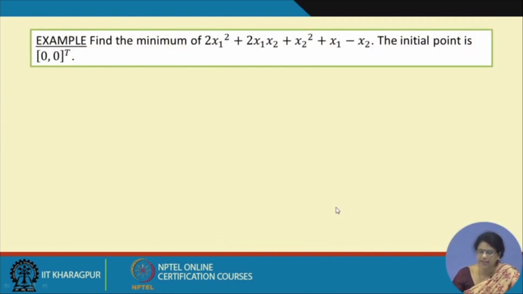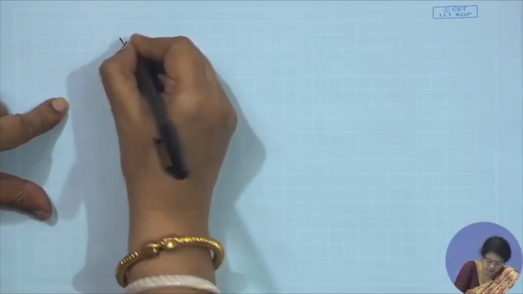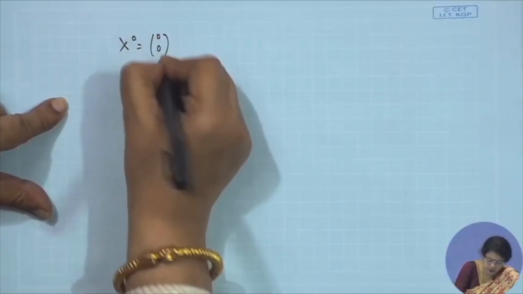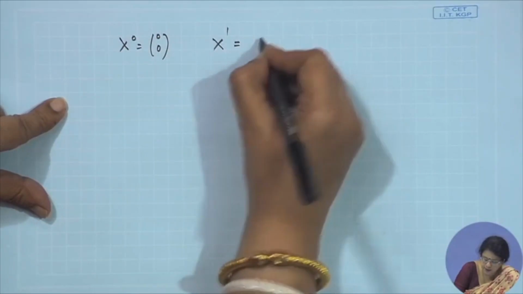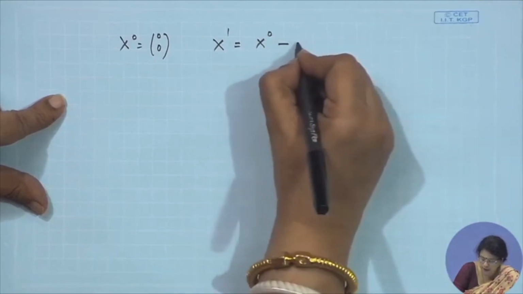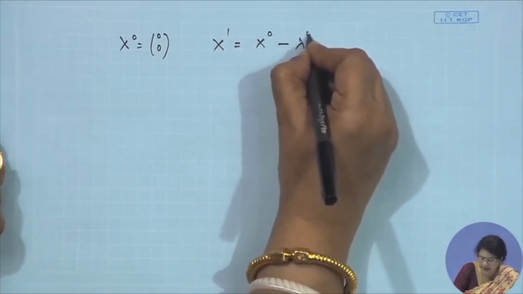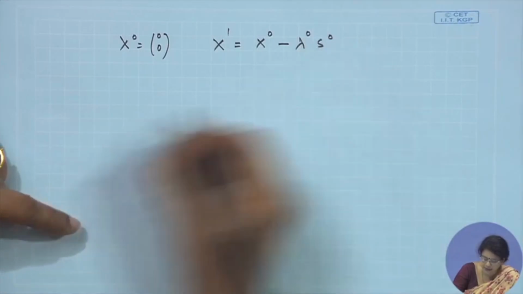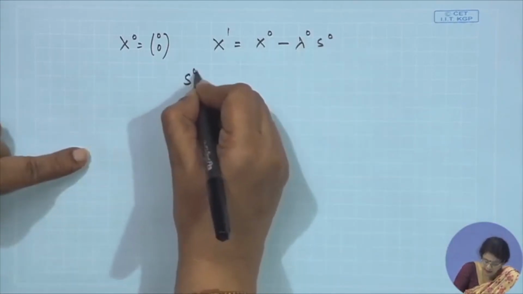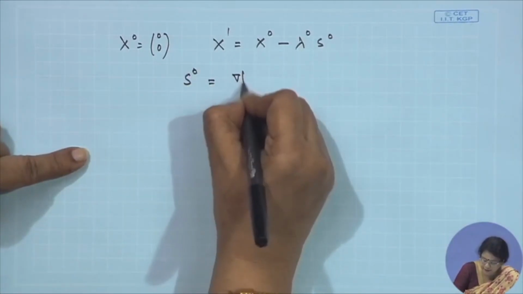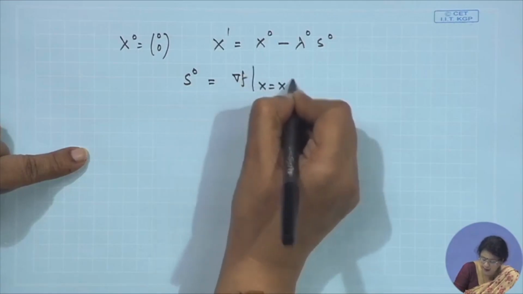Now, for this problem, if we start from 0, 0, then my x0 is equal to (0, 0). What is my x1? x1 would be equal to x0 minus lambda 0 times s0. What is my s0? s0 is equal to grad f at x equal to x0.